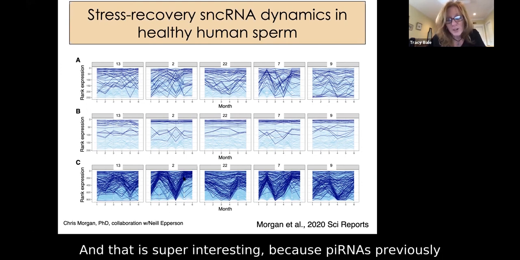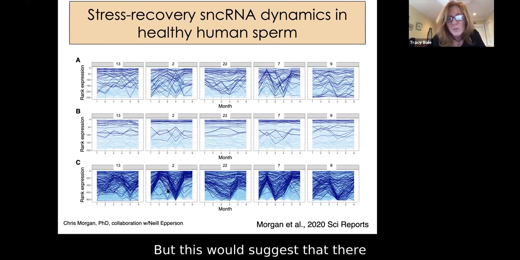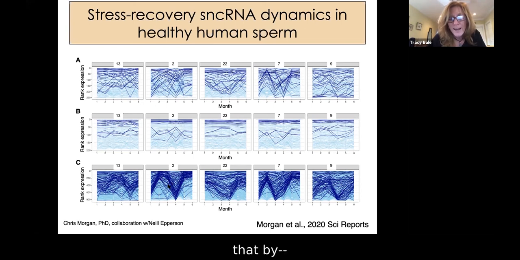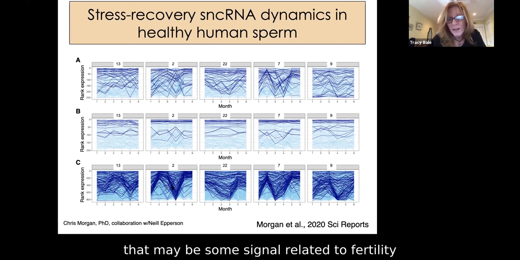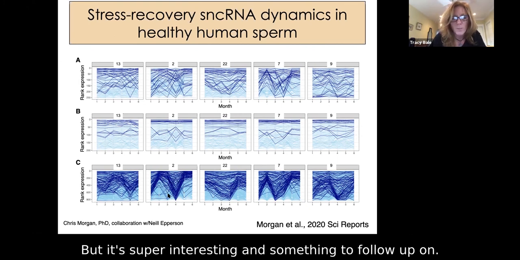And that is super interesting because piRNAs previously were thought to only be important for the course of spermatogenesis, but this would suggest that there is some factor here with the piRNAs in mature sperm that may be some signal related to fertility or the environment. We don't know, but it's super interesting and something to follow up on.